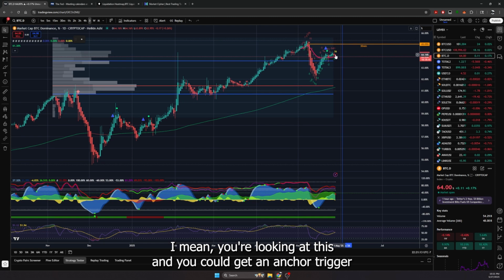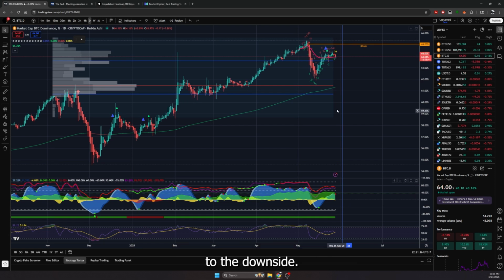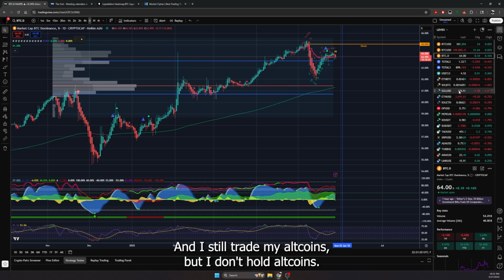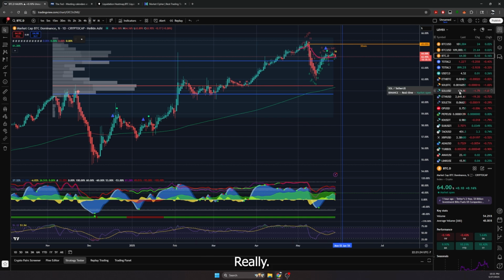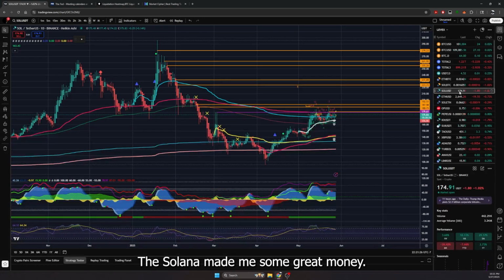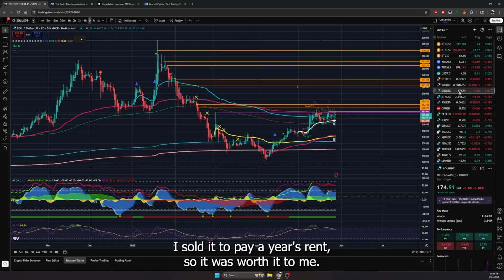I mean, you're looking at this, and you could get an anchor trigger to the downside. Maybe you do get a breath of fresh air. That is encouraging. And I still trade my altcoins, but I don't hold altcoins, really. The Solana made me some great money. I sold it to pay a year's rent, so it was worth it to me.